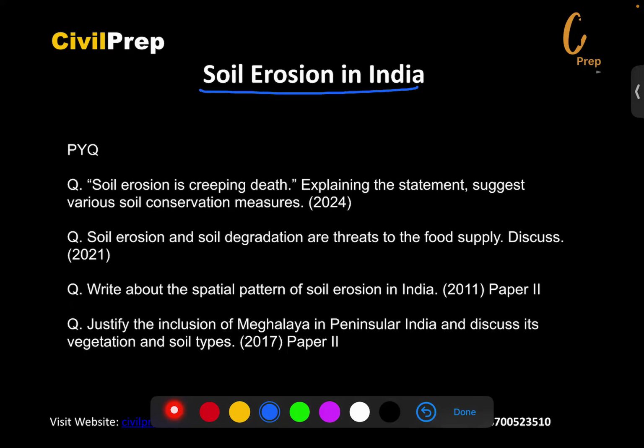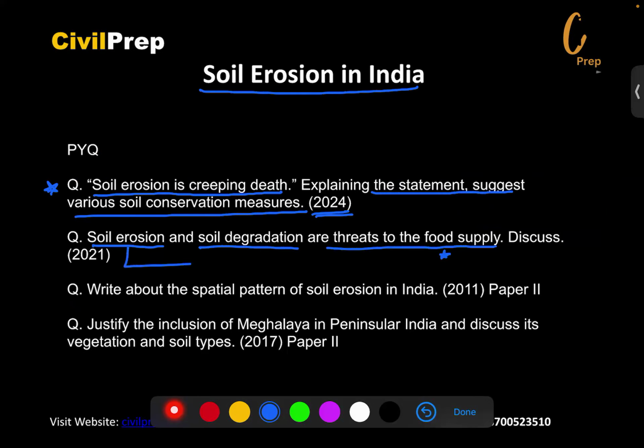Now, we have seen certain questions which have been asked in the previous papers. Soil erosion is a creeping death. Explain the statement and suggest various soil conservation measures. Very important question asked in 2024. Then, soil erosion and soil degradation are threats to the food supply. Very important question. Soil is interlinked with food security.